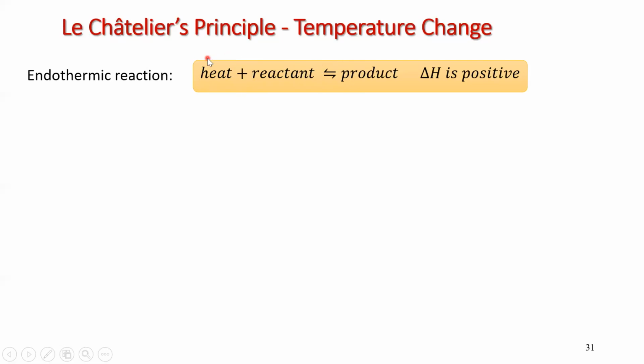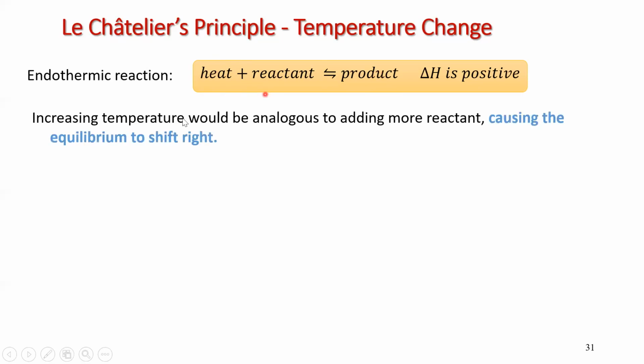Well, that tells us that it's an endothermic process. And we should remember that delta H is positive for an endothermic process. Well, the energy is analogous to reactants. They're both on the left-hand side of the reaction. If we were to increase reactants, that would shift the equilibrium towards the right. So if we increase the temperature, that would also shift the equilibrium towards the right. So an increase in temperature would be analogous with adding more reactants, and it causes a shift towards the products.